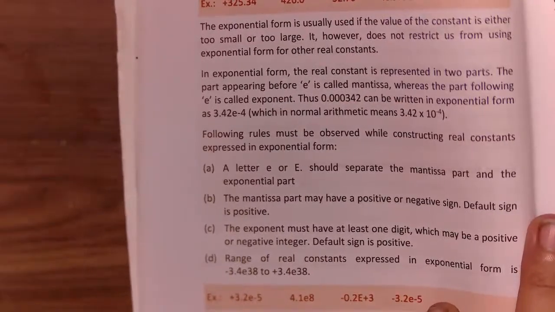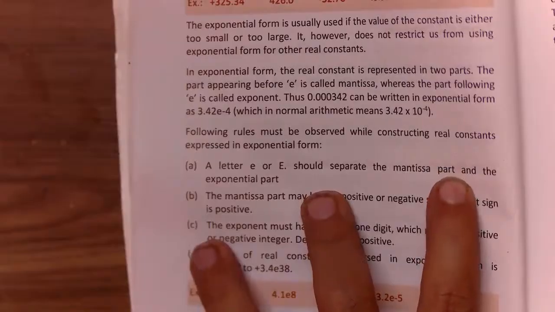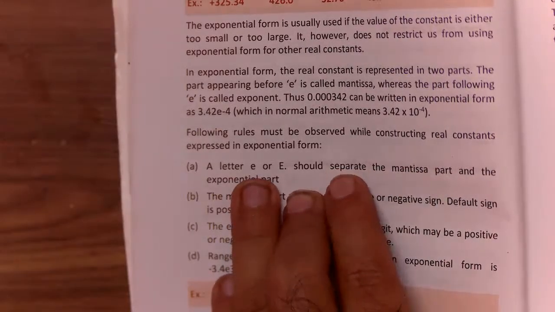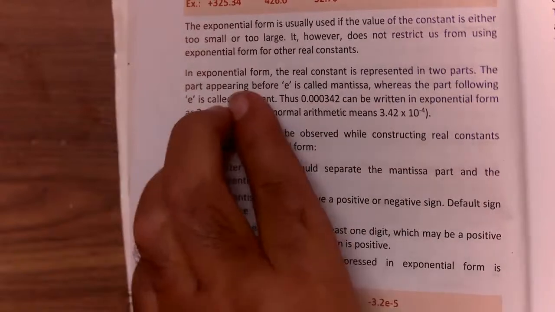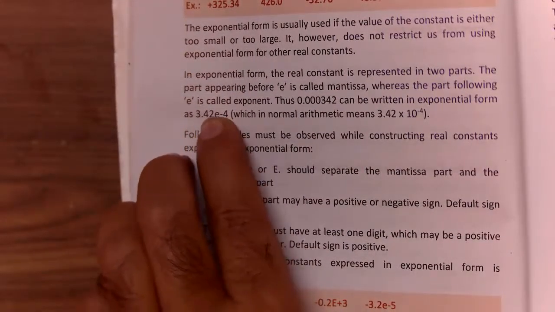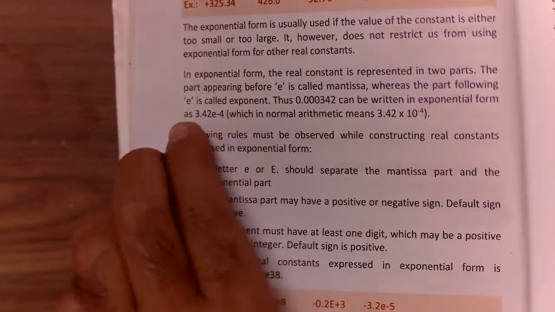The following rule applies: a letter e or E should separate the mantissa part from the exponential part. This is the mantissa, this is the exponential part. The e defines how many zeros are before the point.